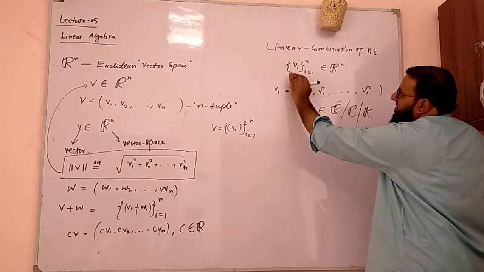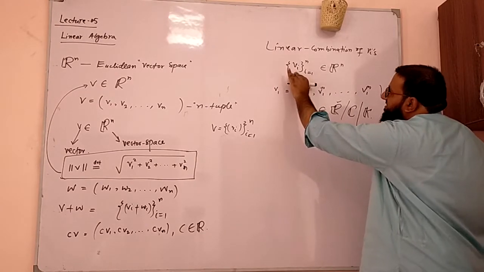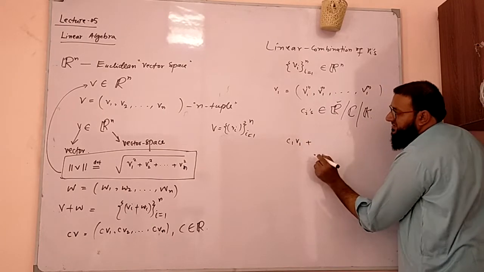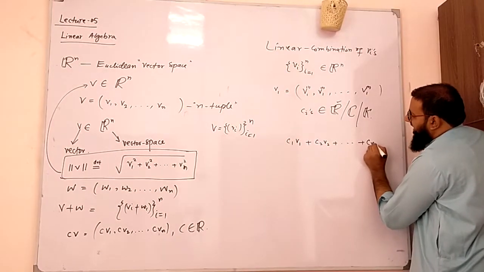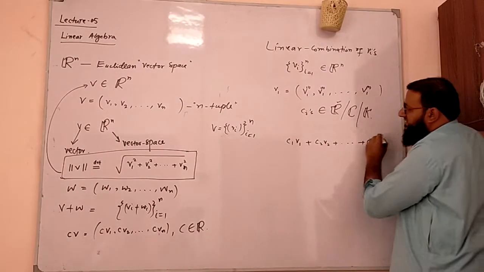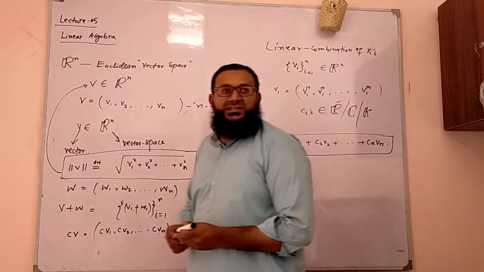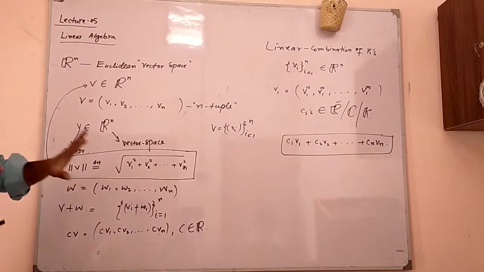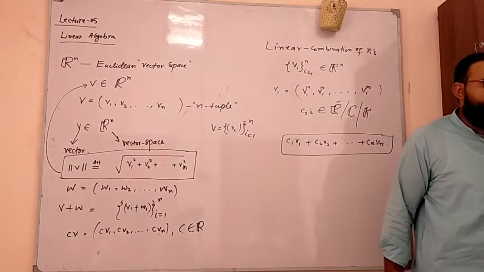So you have some vectors, you have some scalars. The linear combination of these vectors is defined to be C1 V1 plus C2 V2 up to Cn Vn. This is going to be the linear combination of these n vectors when these are scaled by some n scalars C1 to Cn. So this is the definition. We are going to build the theory, so we have to do these things bit by bit.